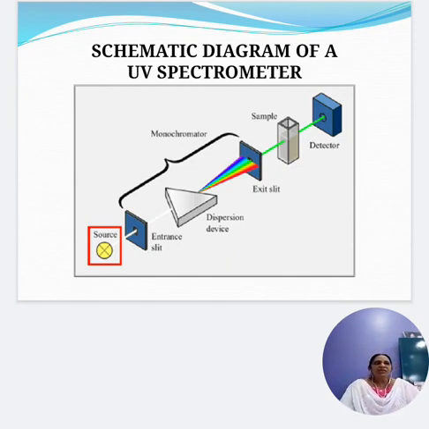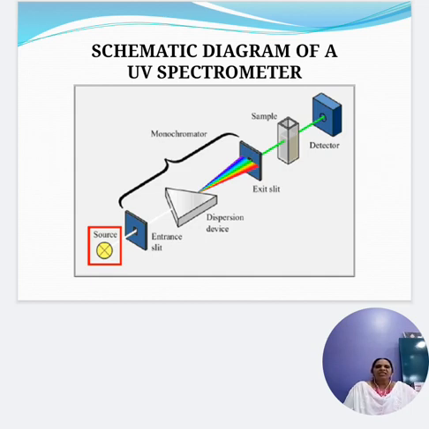So, this is a schematic diagram of a UV spectrometer. We have the radiation source. The basic components of any spectrophotometer: first one is the light source, or radiant source.